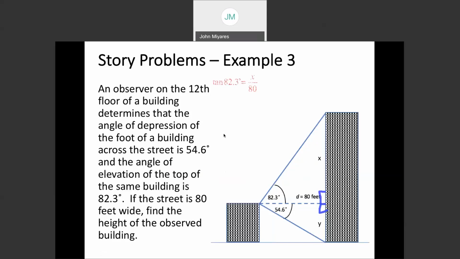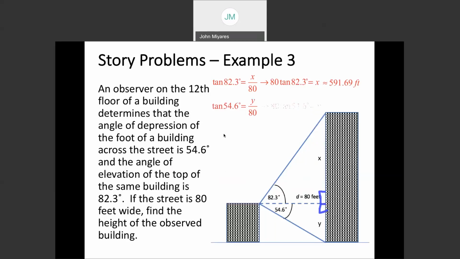Looking at each triangle separately, we'll first solve for X and then solve for Y. We'll have the tangent of 82.3 degrees equals X over 80. We can multiply 80 by the tangent of 82.3 degrees, then plug that in on our calculator as we cross multiply. We will get 591.69 feet. To find Y, we'll say the tangent of 54.6 degrees equals Y over 80.